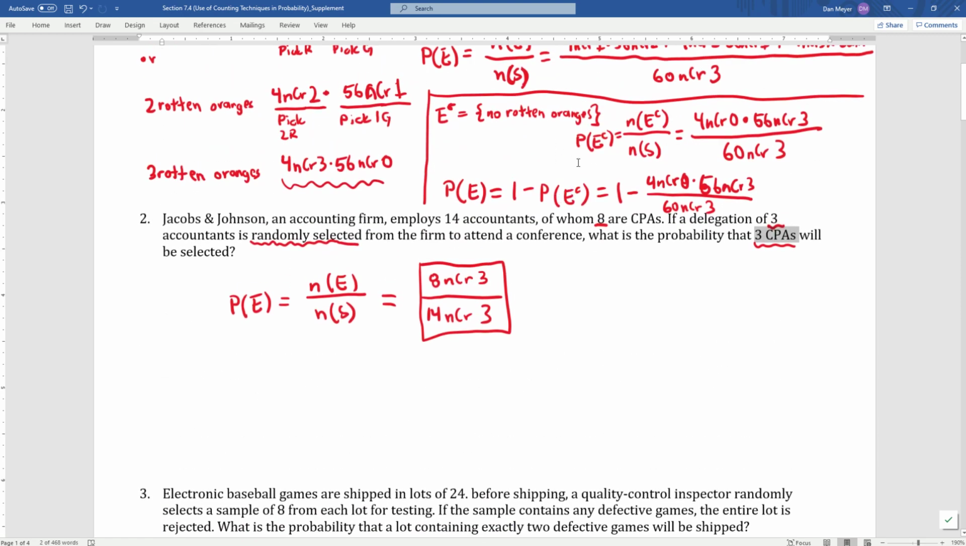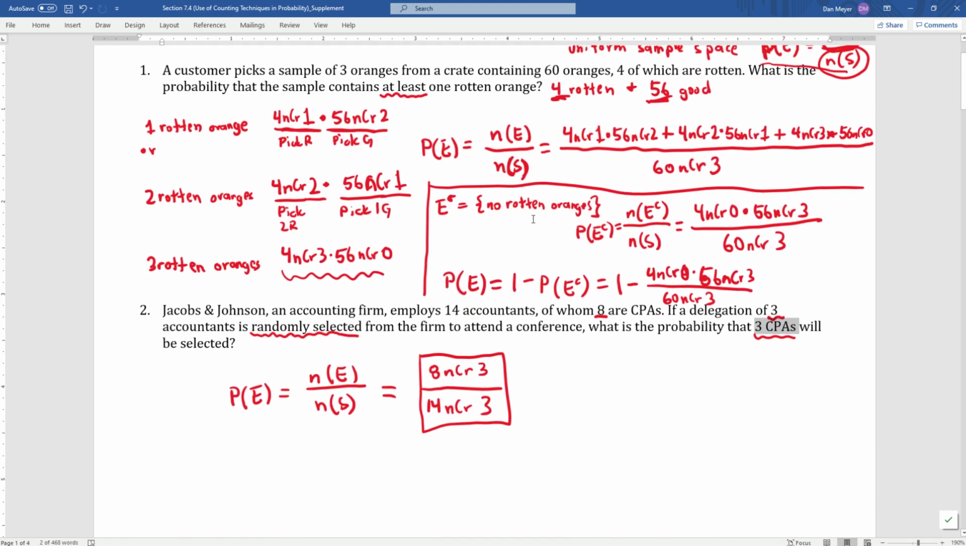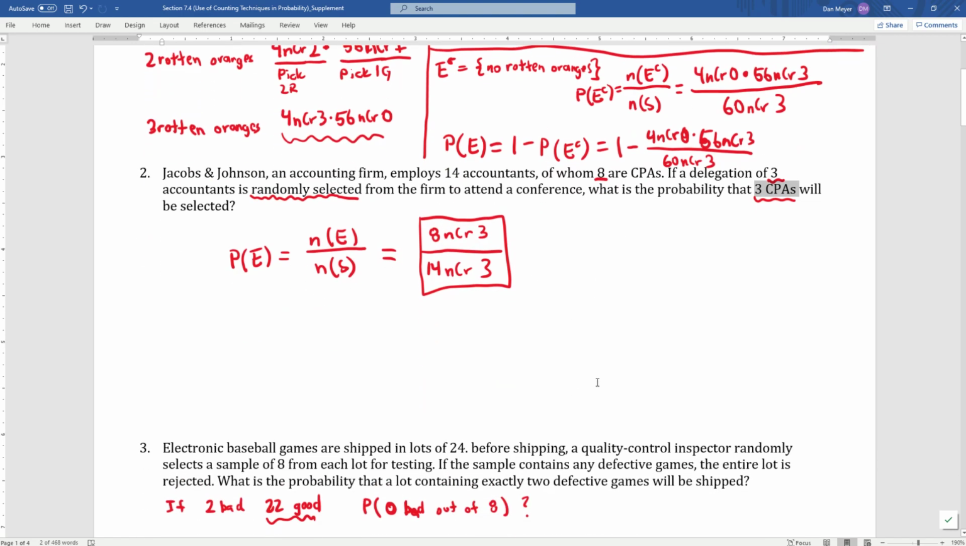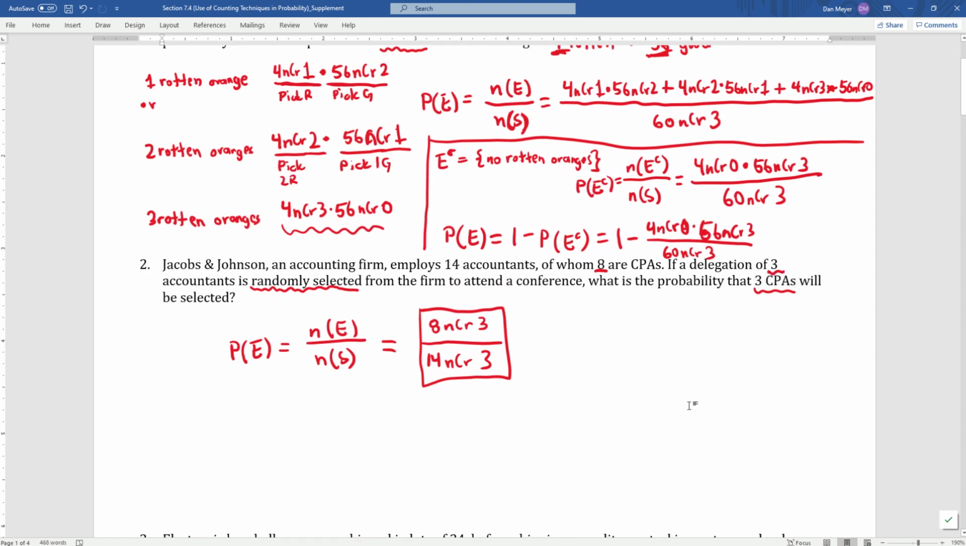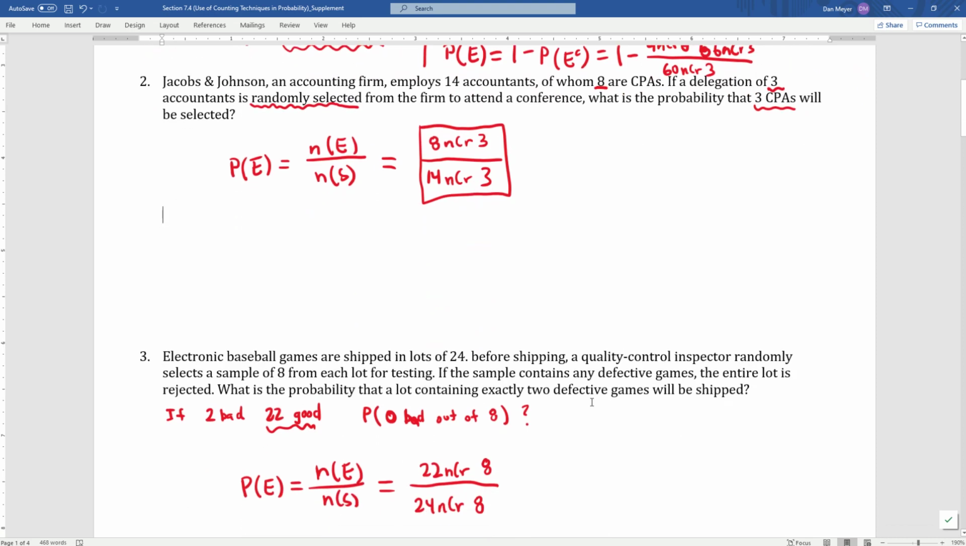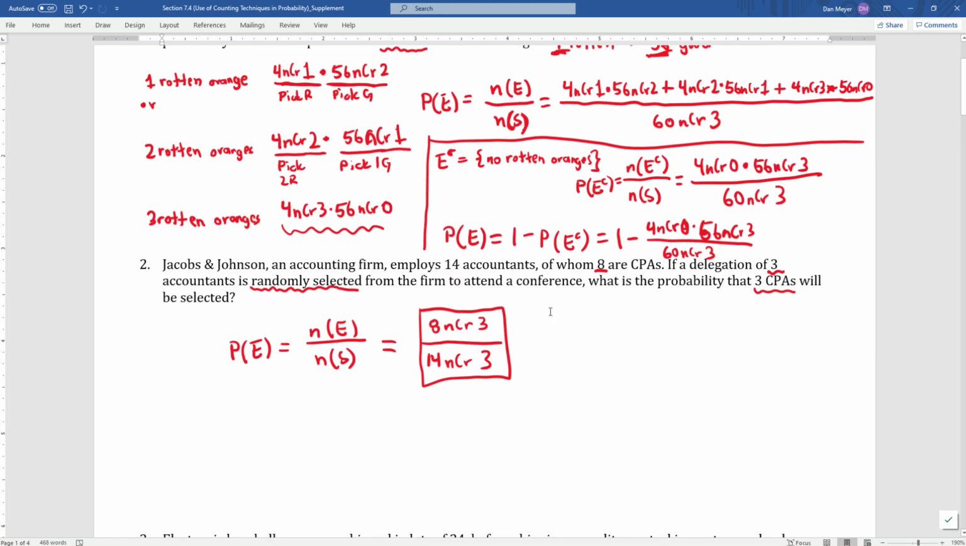Notice up here, our complement. You could think of our complement as being a combination from a reduced selection set. We weren't picking any of the rotten oranges in our complement up here. So our complement problem in number 1 was the same kind of problem as the problem in 2 and 3. Even though in number 1 we were talking about oranges, and in 2 we were talking about accountants, and in 3 we were talking about video games. So the stories were different, but the ideas were exactly the same in all 3 problems.